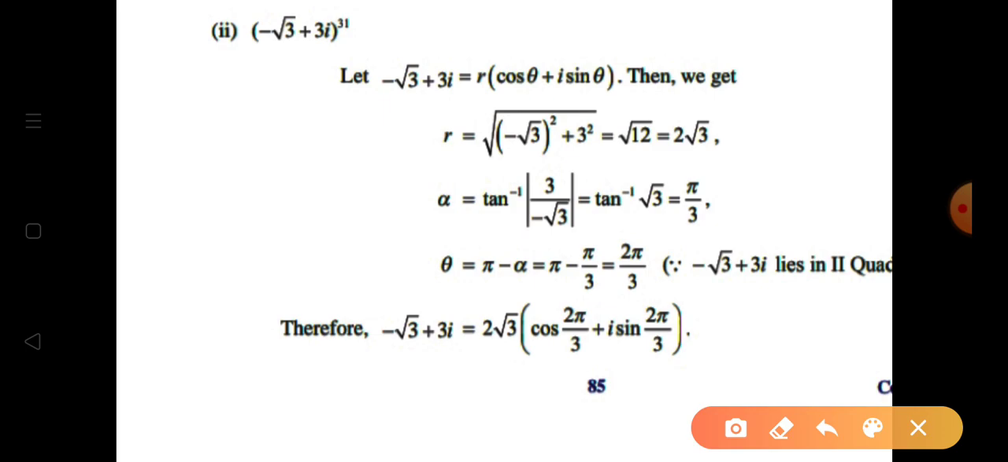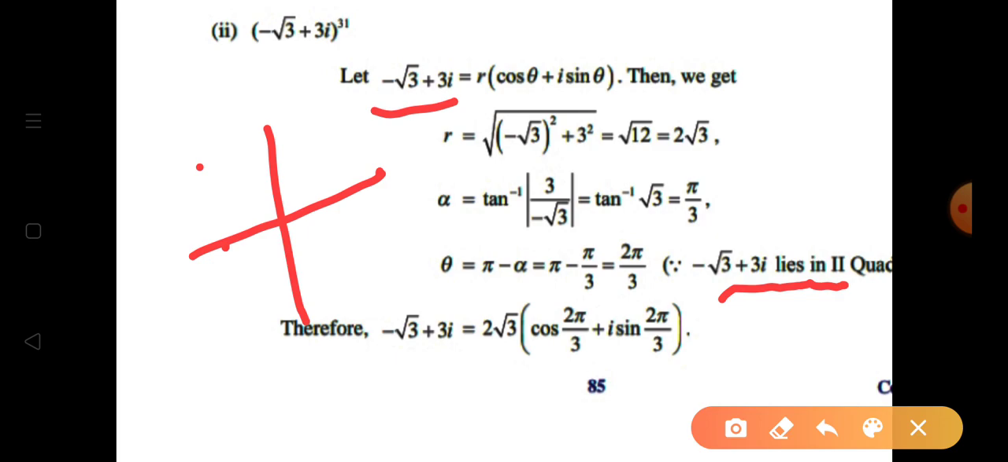Next listen, minus root 3 plus 3i. Which quadrant does it lie in? Listen, minus root 3 in x is negative, and y is positive. So we get the answer second quadrant. So minus root 3 plus 3i lies in the second quadrant.